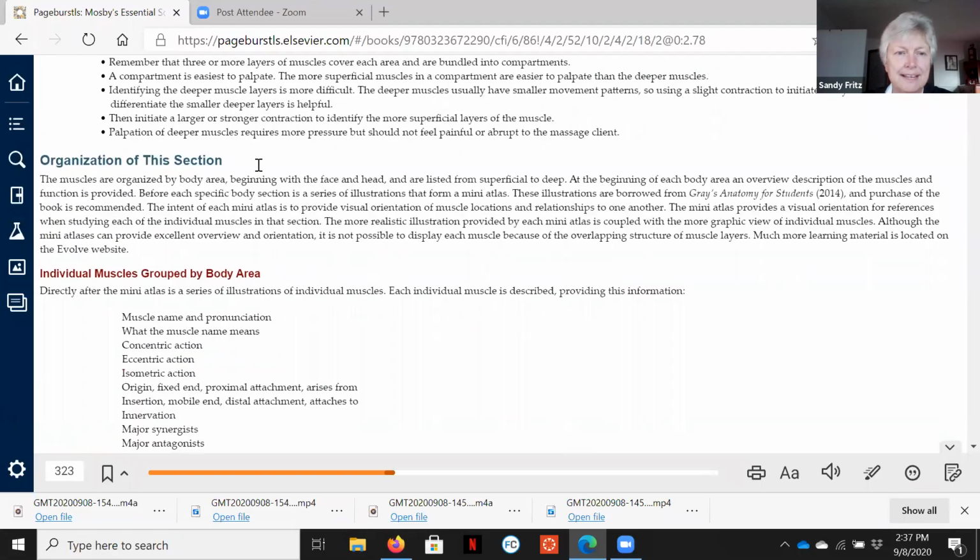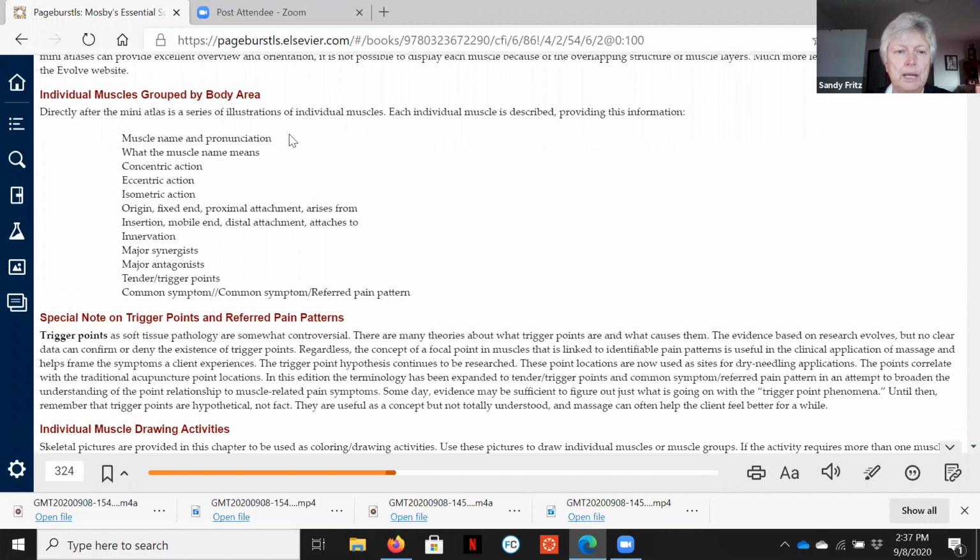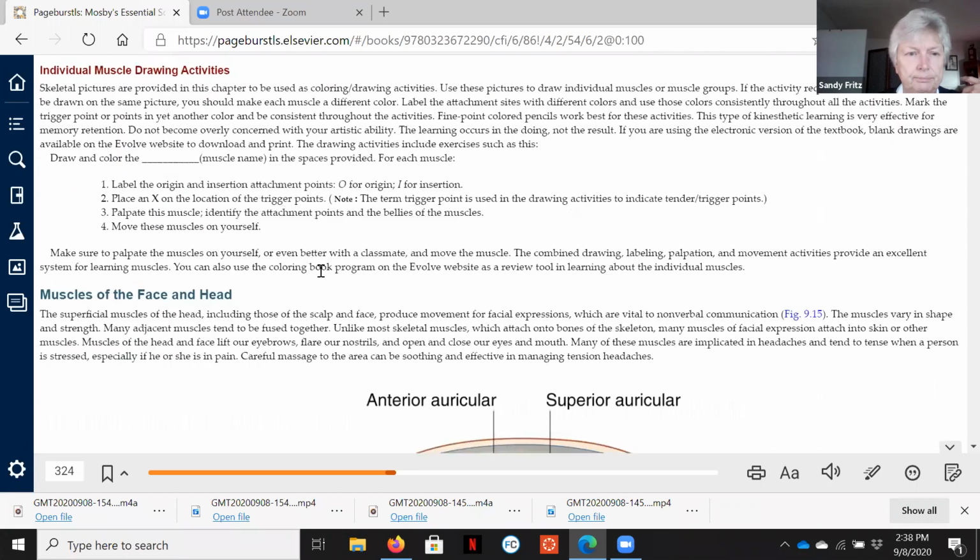And then we have the organization of this section. Individual muscles are grouped by body area. And then we have the muscle name, what the name means, its action, what happens when it functions concentrically, eccentrically, isometrically, where the attachment is, the general innervation, what its synergists are, what its antagonists are, and what the common symptom and tender point area may be that it refers to.